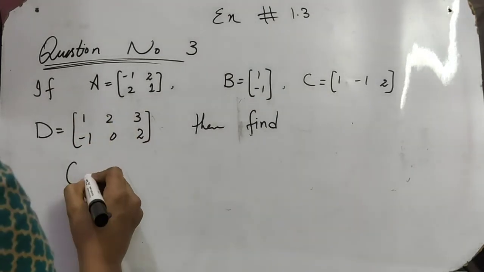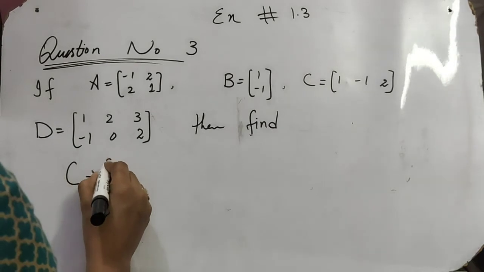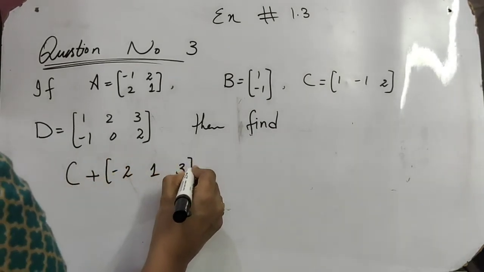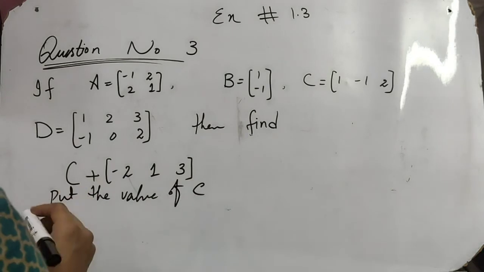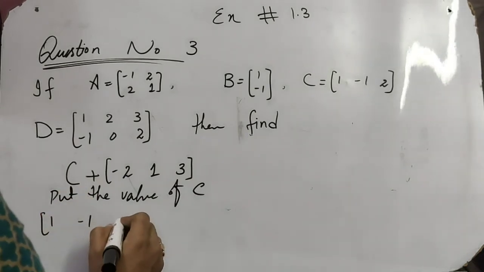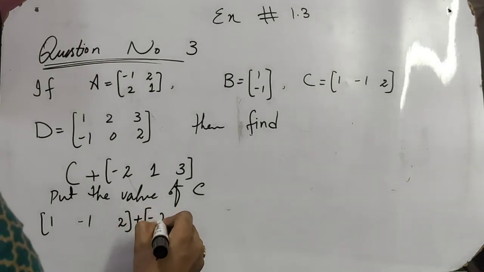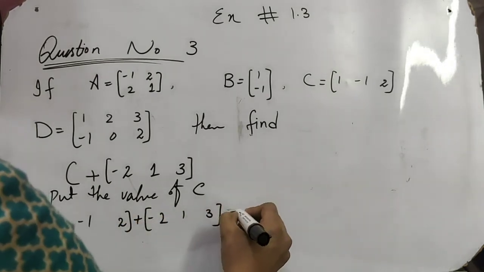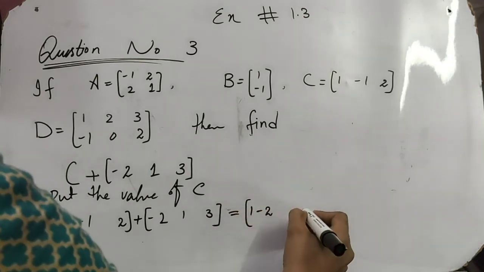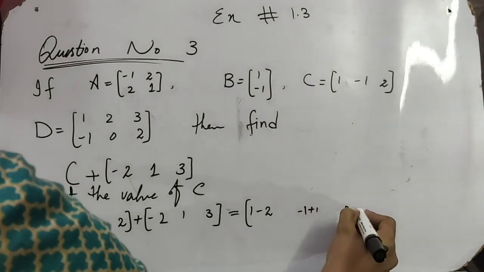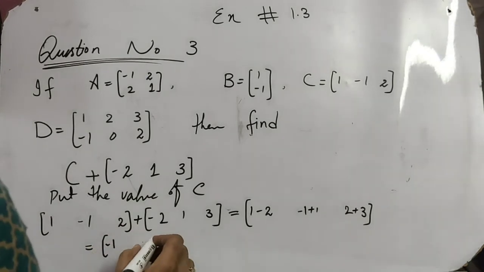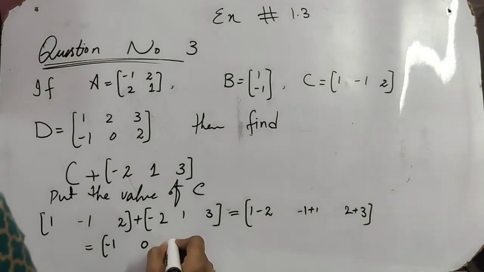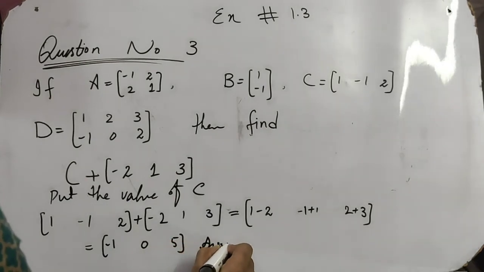The next is C plus minus 2, 1 and 3. Put the value of C, we get 1 minus 1, 2 plus minus 2, 1 and 3, which will be equal to 1 minus 2, minus 1 plus 1, 2 plus 3, which is equals to 1 minus 2 is minus 1, minus 1 plus 1 is 0 and minus 2 plus 3, 5. So this is the answer. Okay.